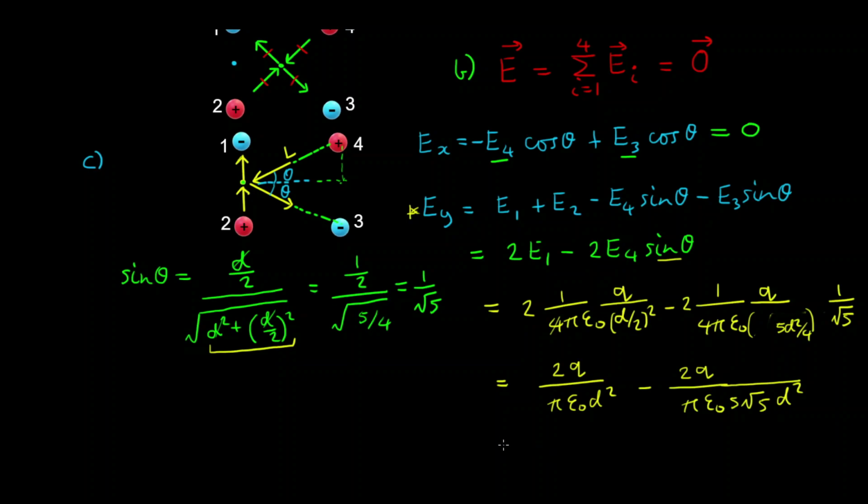And we can do a bit of a further simplification. So we have 2q over pi epsilon naught d squared. And on the left hand side we have 1 minus 1 over 5 root 5. So because the electric field has a 0 horizontal component, this here is actually the magnitude of our electric field vector. And the net direction is going to be upwards.